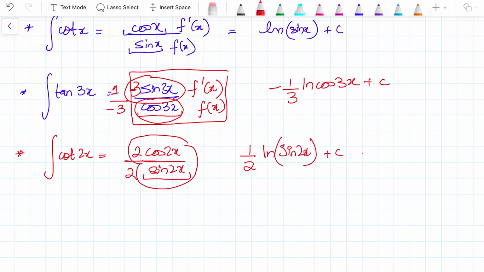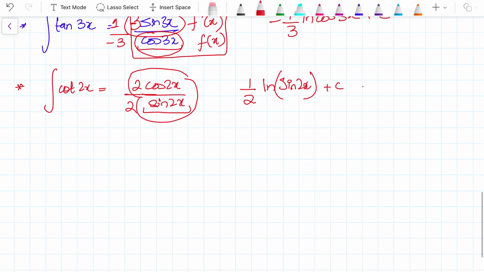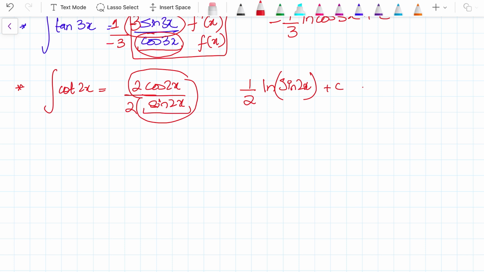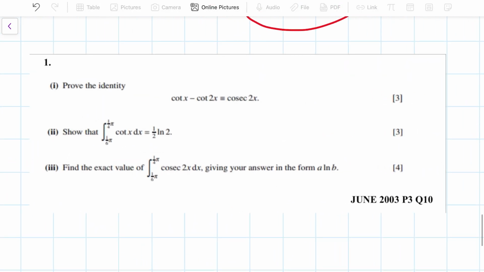So this becomes my answer. Now, for the rest of the questions in integration by trigonometric identities, you will be expected to prove the identity and then use that identity to further integrate a function. So let's do an example.